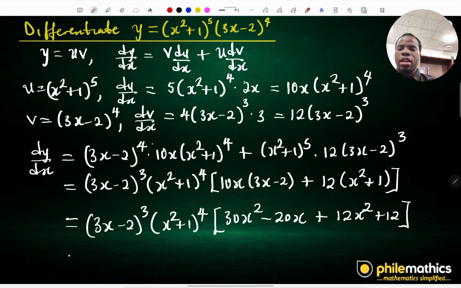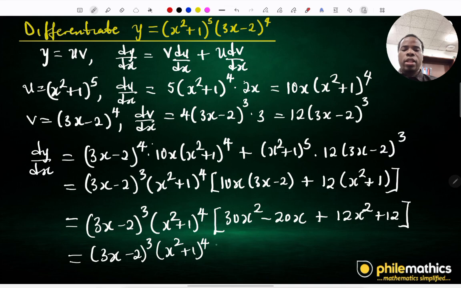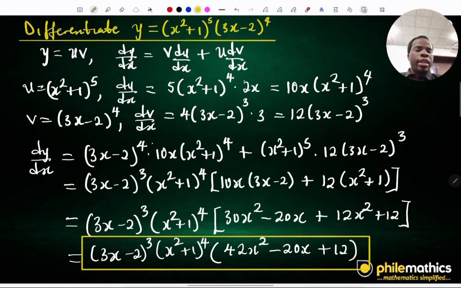If we simplify further, we'll have (3x minus 2) to the power 3, (x squared plus 1) to the power 4, and this will leave us with 30x squared plus 12x squared, 42x squared minus 20x plus 12. This is our final answer.